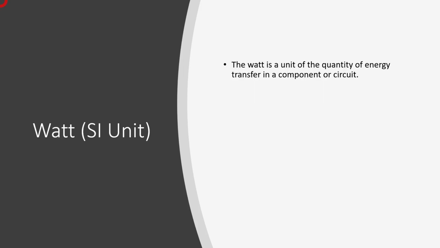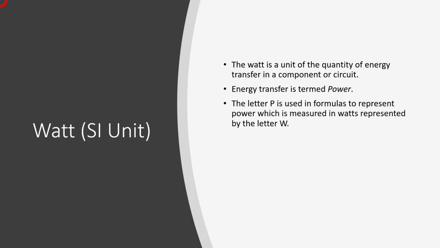So watt is a unit of energy transfer. Okay, so when we have current flowing through some sort of resistance, we have energy transfer. And that energy transfer happens in all components in a circuit. Energy transfer is termed power. The letter P is used in formulas to represent power, which is measured in watts, represented by the letter W. Okay, so P for power.